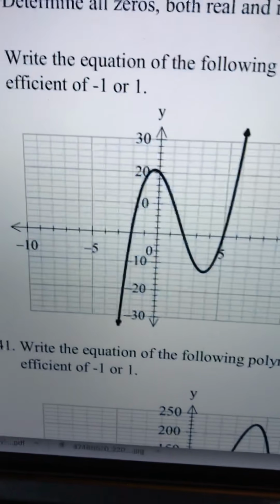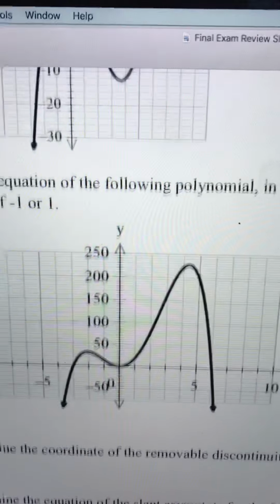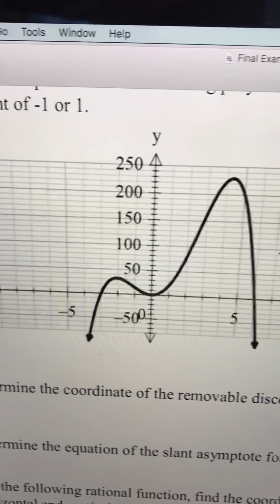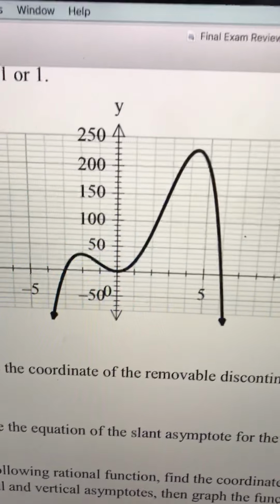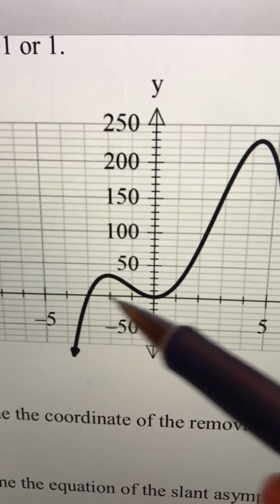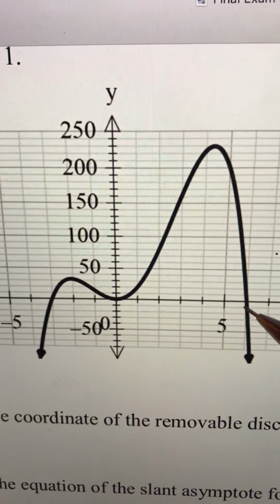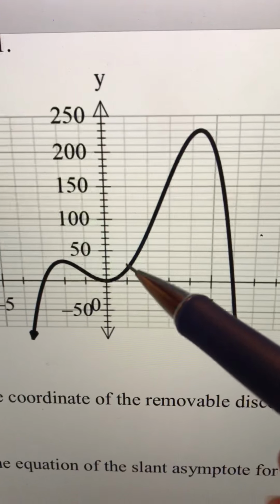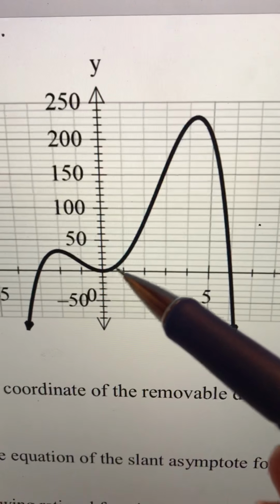Number 41, write the equation of the following polynomial in factored form. Again, a leading coefficient of -1 and 1. All right, so this one has x-intercepts at -3, 0, and 6. But this one right here is special. This one, it just touches down. It's tangent to the x-axis.